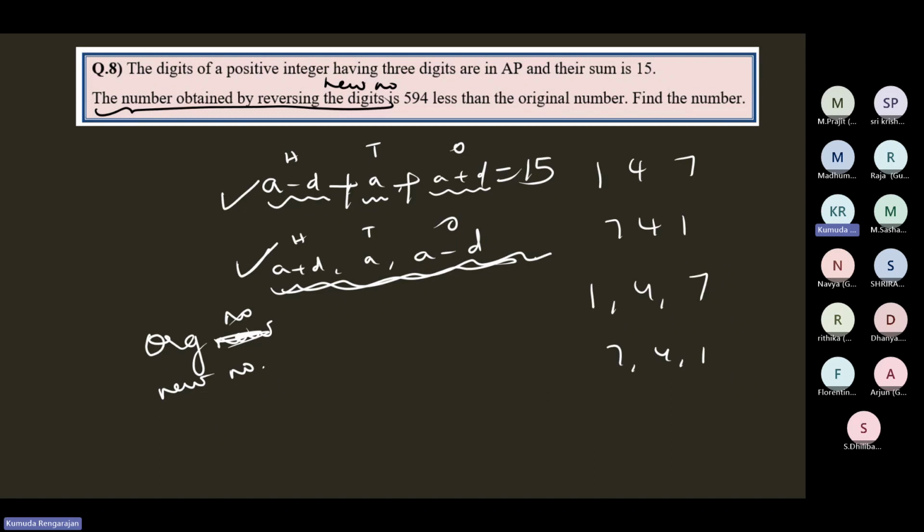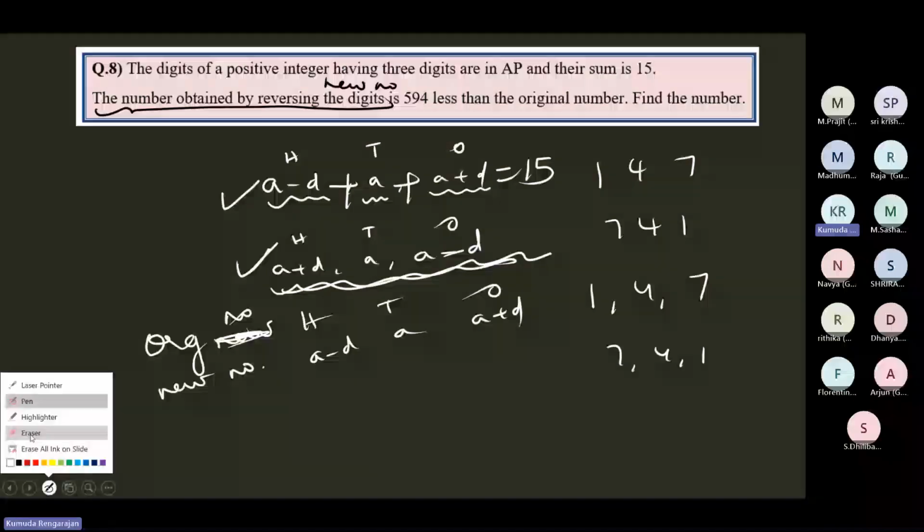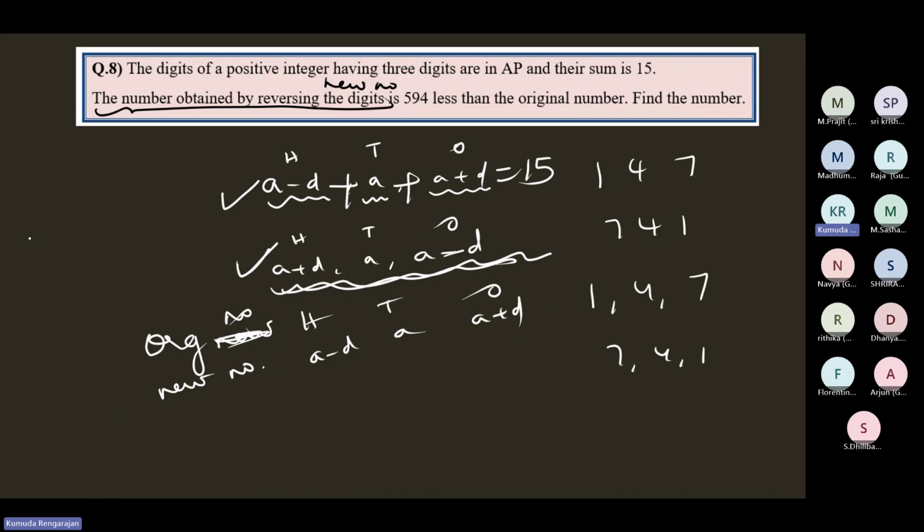So the digits of the new number will be A minus D, A and A plus D. Hundreds, tens, ones, A minus D, A and A plus D, like this. Now, how will you form the numbers, children? Again, going down to 4th standard, how will you form the numbers? Since it's time, I'll just tell you with a number. Supposing the number is 594, how do you put this in the expanded form? 5 into 100 plus 9 into 10 plus 4 into 1. This is how you write the number in the expanded form.